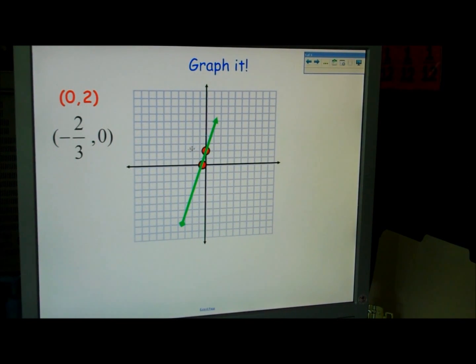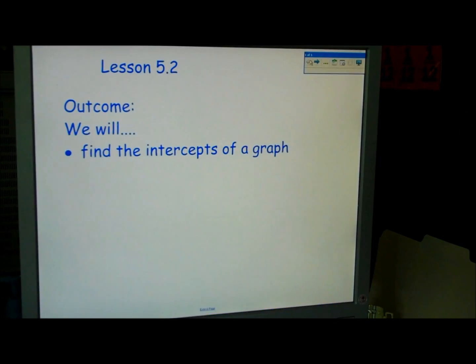That's you've graphed it by finding the intercepts. I want you to think, where does this line hit? Where does it hit the y-axis? Where does it hit the x-axis? So review your outcome. Find the intercepts of a graph.